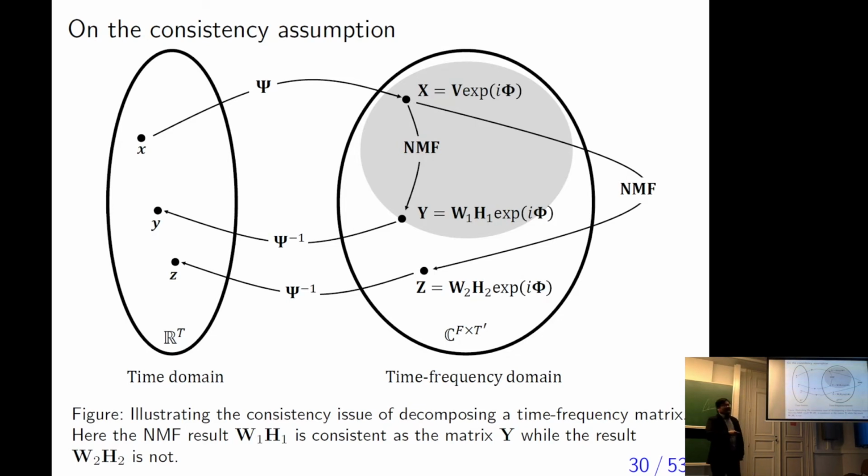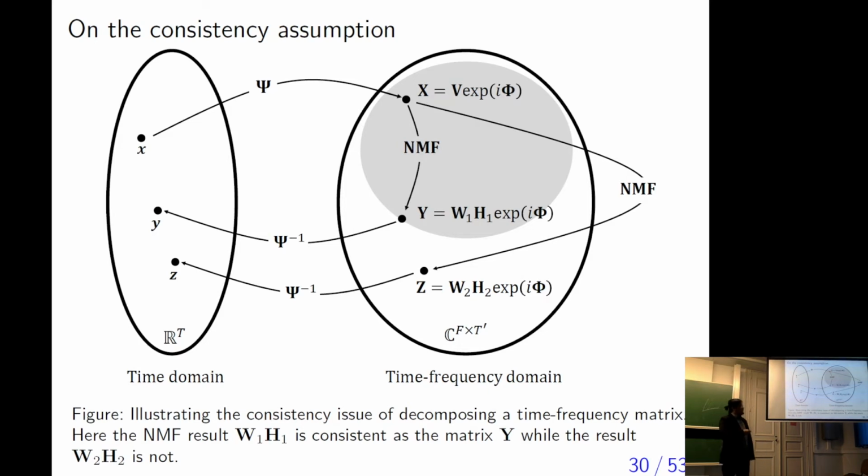And then here's the thing: if you do NMF on this X, it's possible that either this X will go to the Y, meaning the decomposition of V gives you W1H1, or the decomposition of V gives you W2H2. You can see that one of the points is inside and one of the points is outside. This actually is the problem. If the point is really inside the gray region, when you do the inverse transform, it goes back to a Y, a small y. This is okay because it really corresponds to a real signal.